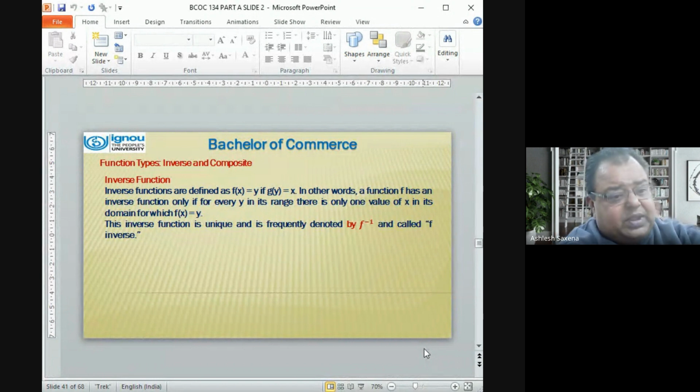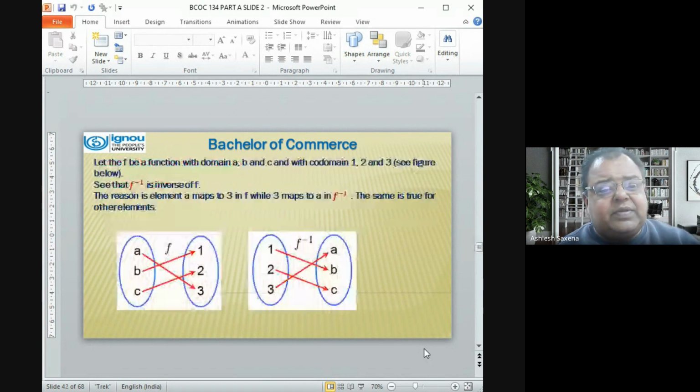The inverse function is unique and is frequently denoted by f raised to the power minus 1, which is called f inverse. I was using A inverse for matrices. For A inverse, what I was using? A raised to the power minus 1. That is the representation.